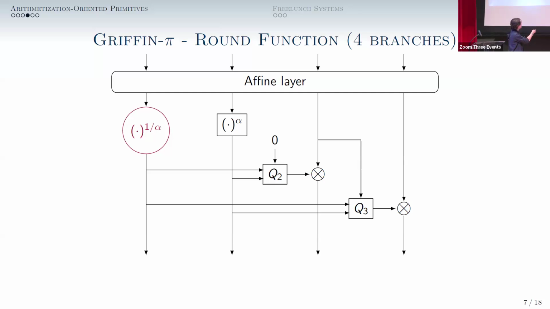So the idea is when you look at the nonlinear layer, you have these operations. This is like x to the alpha, where alpha is a very small integer, like 3, 5, or 7. And then you have these Q2 and Q3, which are quadratic functions. So the idea is you only have low degree operations, except for this S-box, which is going to be our focus, which is x to the 1 over alpha, the functional inverse of this.